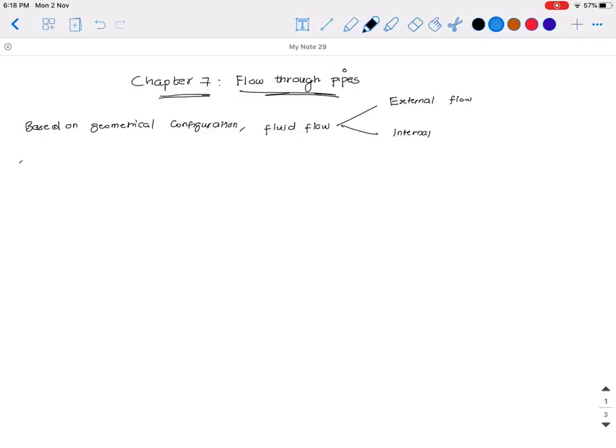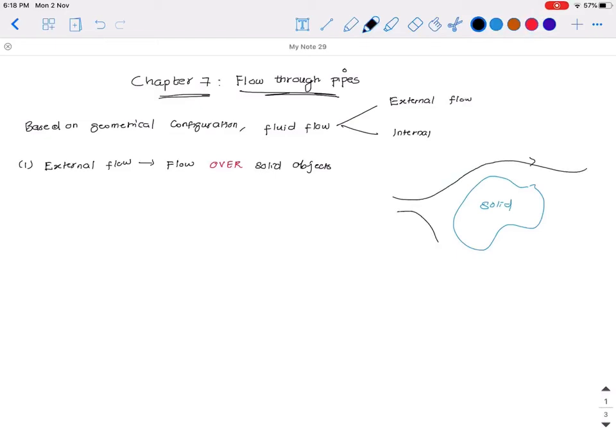Okay, so external flows, by external flow we mean flow over solid objects. Okay, so you keep a solid object in the flow. This is the solid and the fluid flows over this solid. This can be the streamlines. So flow over solid objects comes under the category of external flows.